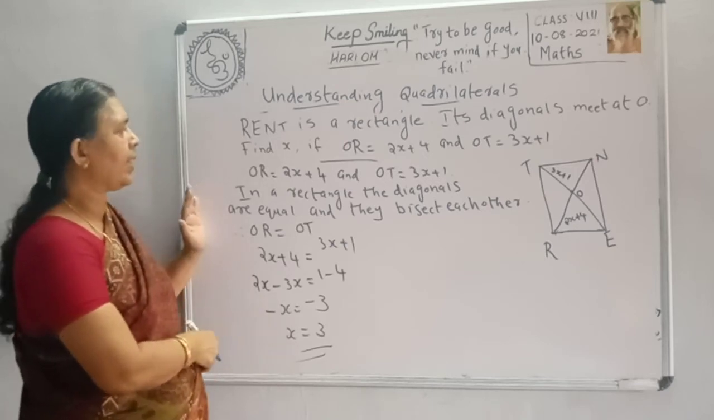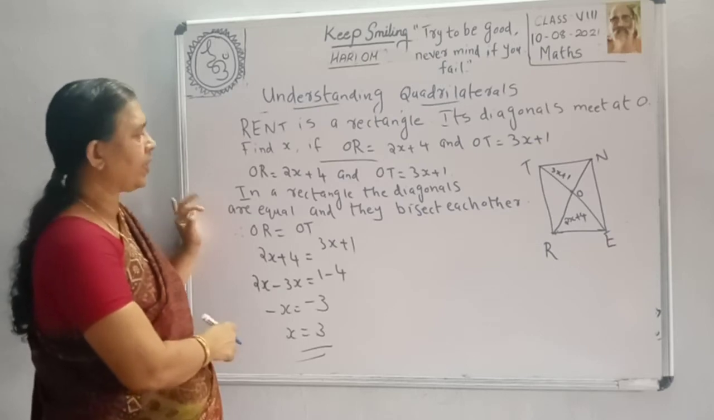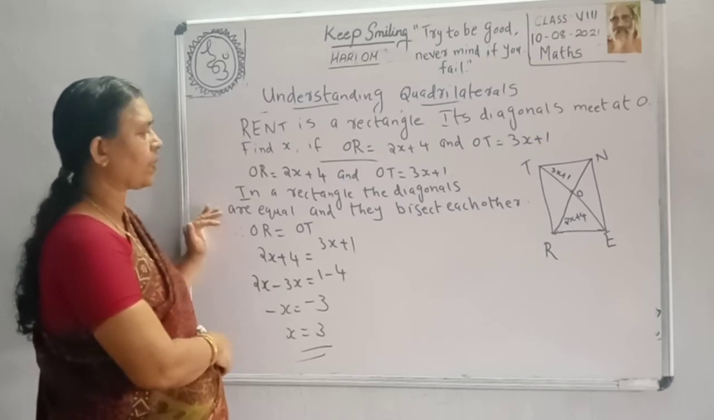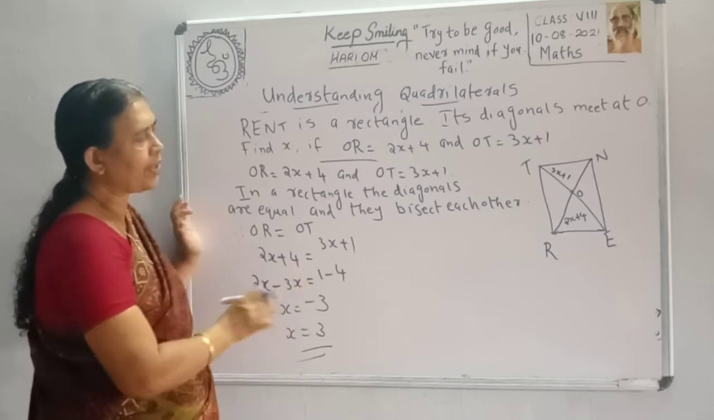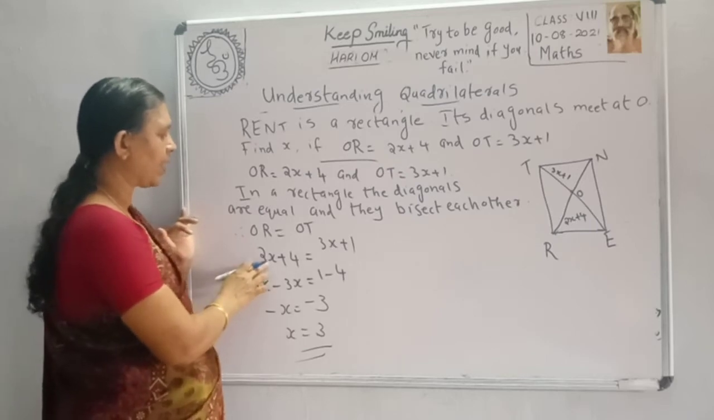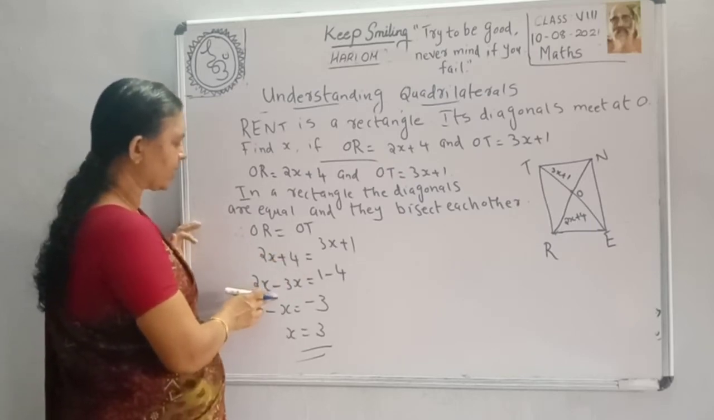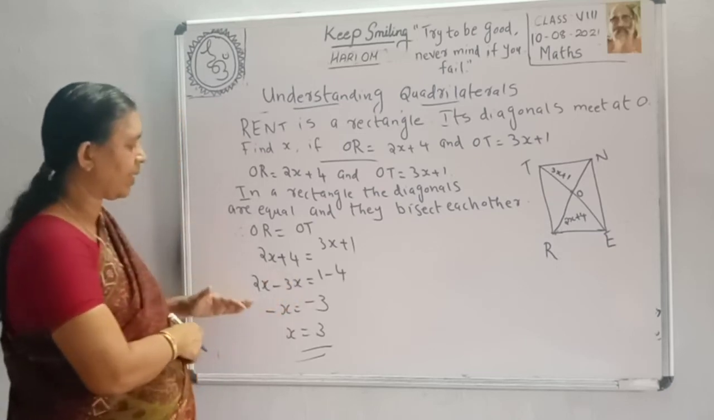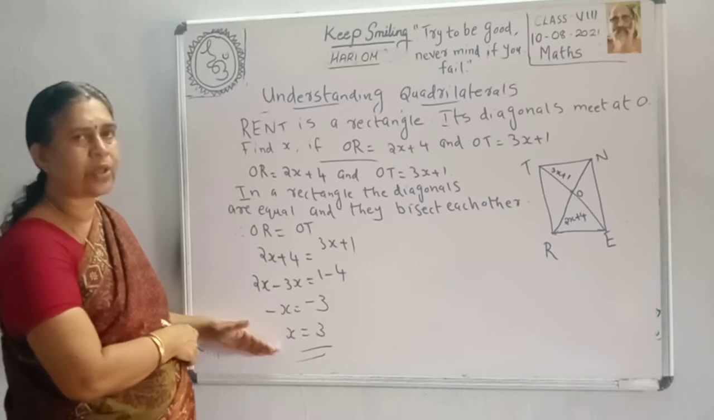Therefore, here the rectangle's diagonals meet at O. We know that in a rectangle the diagonals are equal and they bisect each other. Therefore, OR is equal to OT. Here OR is equal to 2x plus 4 and OT is equal to 3x plus 1. Therefore, 2x minus 3x is equal to 1 minus 4. Then minus x is equal to minus 3. Therefore, x is equal to 3.